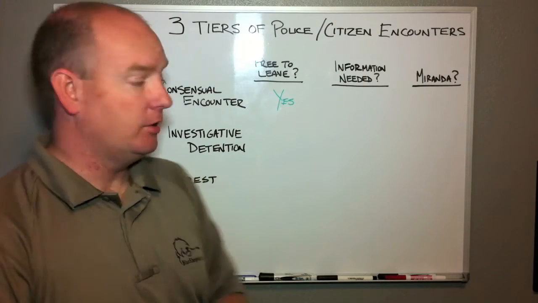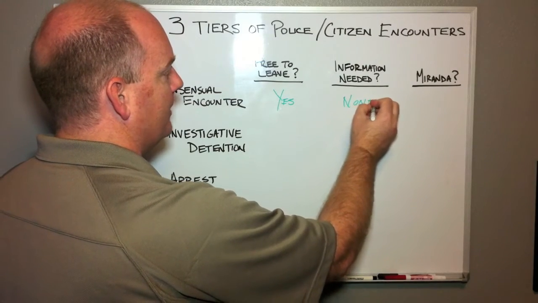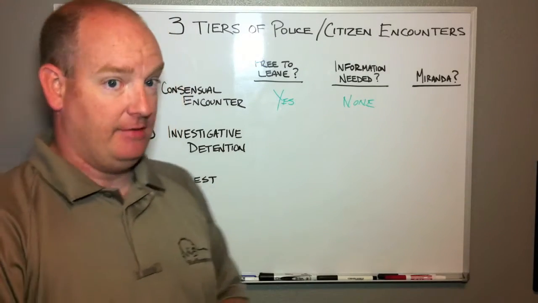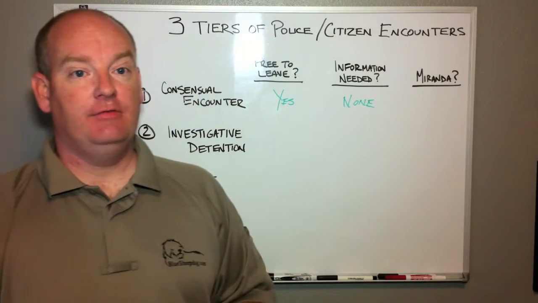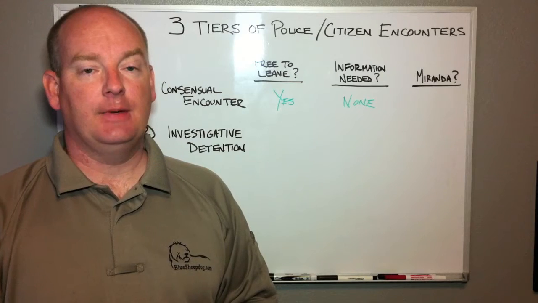What information do you need to initiate a consensual encounter? None. Okay? You don't have to have any specific information. You don't have to have a complaint. You don't have to have anything. You just happen to be in the area, they happen to be in the area, and you strike up a conversation.